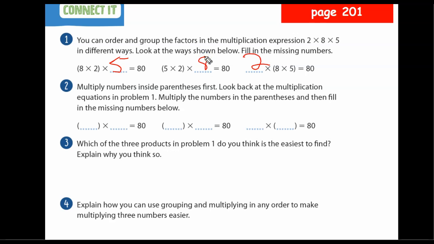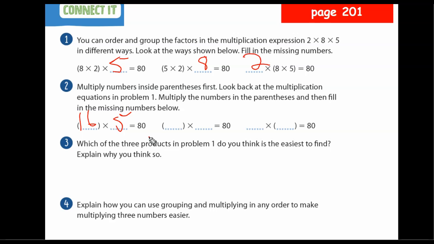Okay. It says multiply numbers in parentheses first, right? Do the king first. Okay, look back to the multiplication equation in problem number 1. Multiply the numbers in the parentheses, then fill in the missing number. So what's 8 times 2? 16. And then times 5, I get 80.